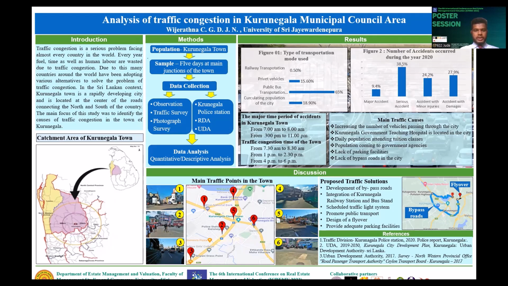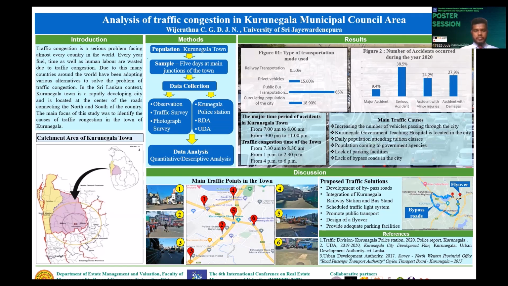Every year, fuel, time, as well as human labor are wasted due to traffic congestion. Traffic congestion also causes environmental damage such as air pollution and noise pollution. Due to this, many countries around the world have been adapting to various alternatives to solve the problem of traffic congestion. In the Sri Lankan context, Kurunegala town is a rapidly developing city and is located at the center of the road connecting the north and south of the country.